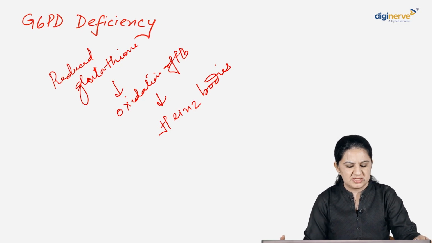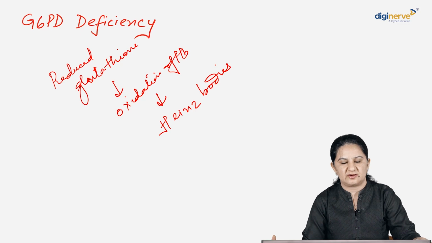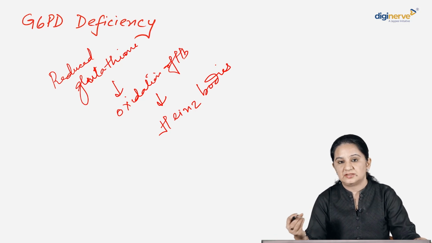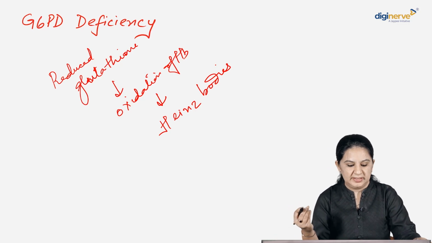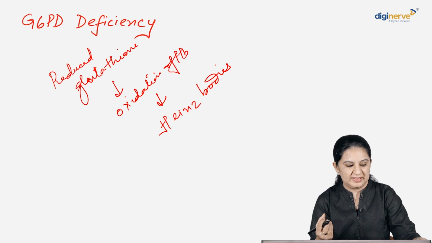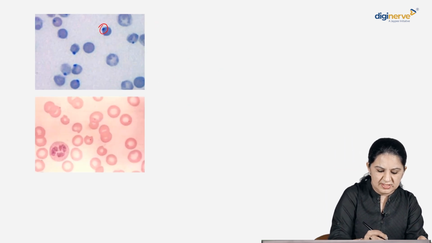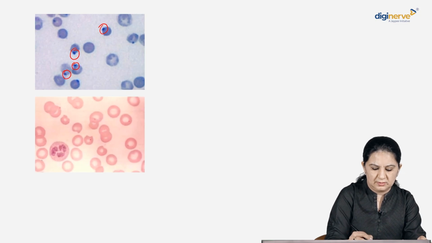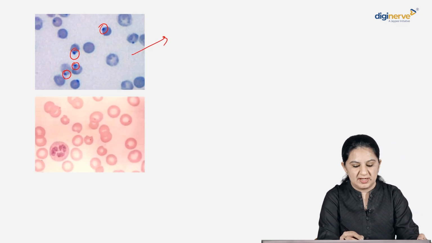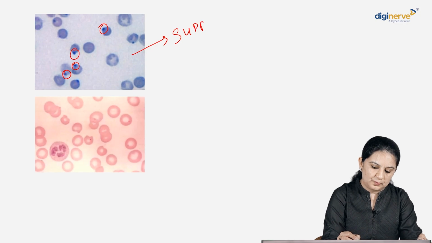Usually you will not see Heinz bodies 1 to 2 days after hemolysis because these Heinz bodies have been taken up, eaten by the spleen. See, these are the Heinz bodies. We studied earlier the stain used for Heinz bodies. Very good, supravital stains.